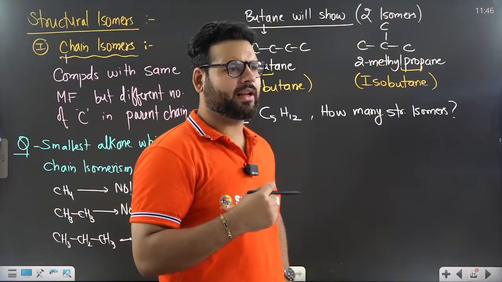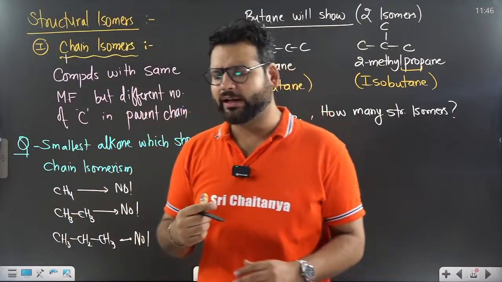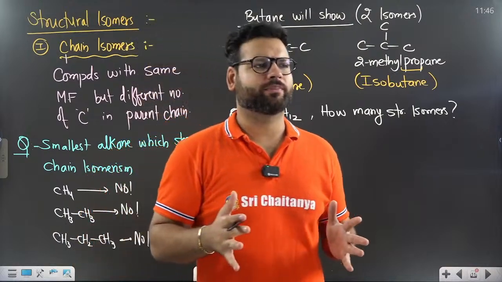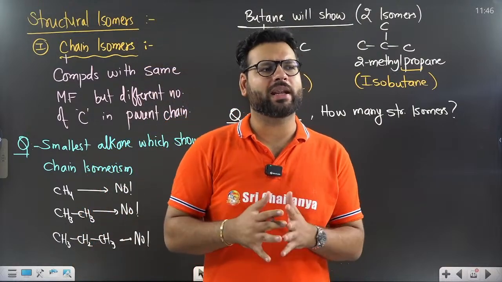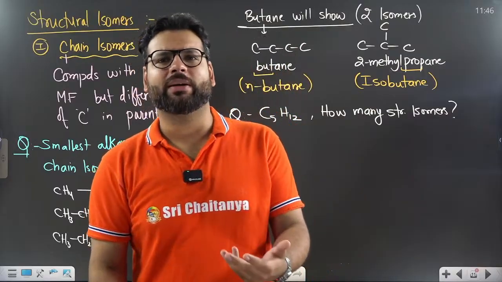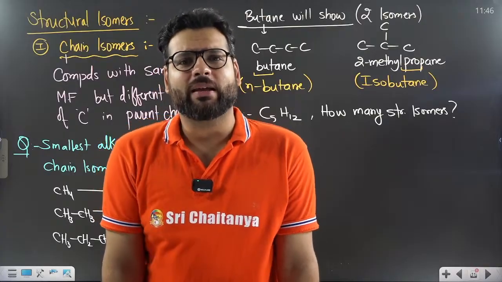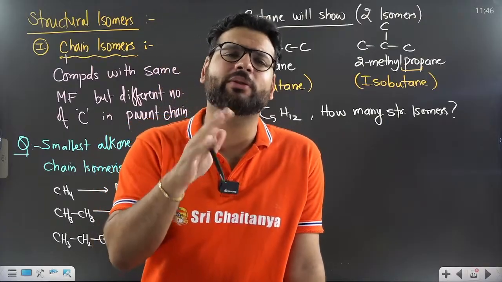Whenever you write isomers and you feel that you are getting 4, but the answer is 3, try to name all of them. Once you name them, you might find you have written something repeated. By naming them, both of them will have the same name. That means you have repeated it.